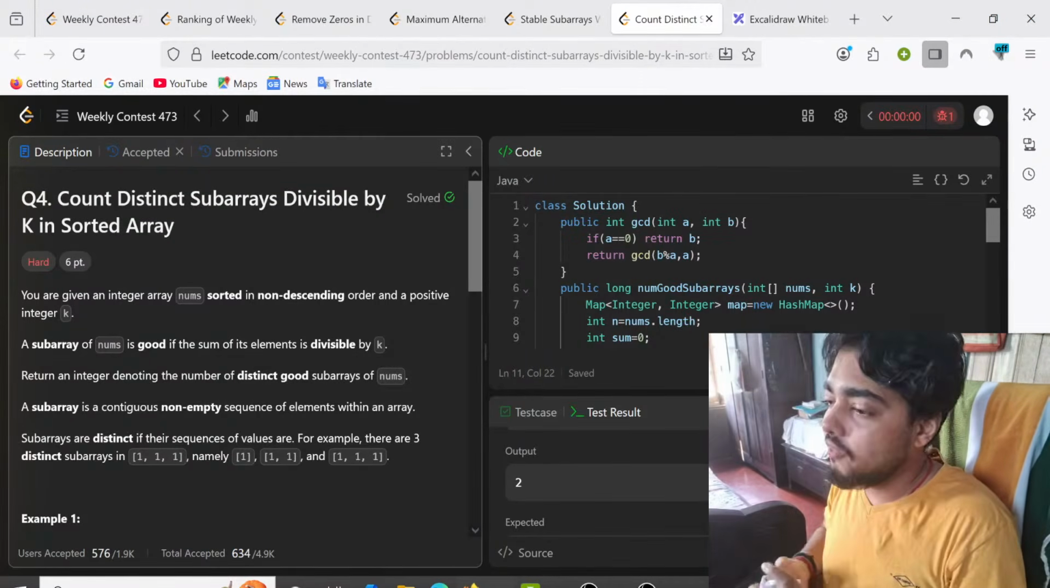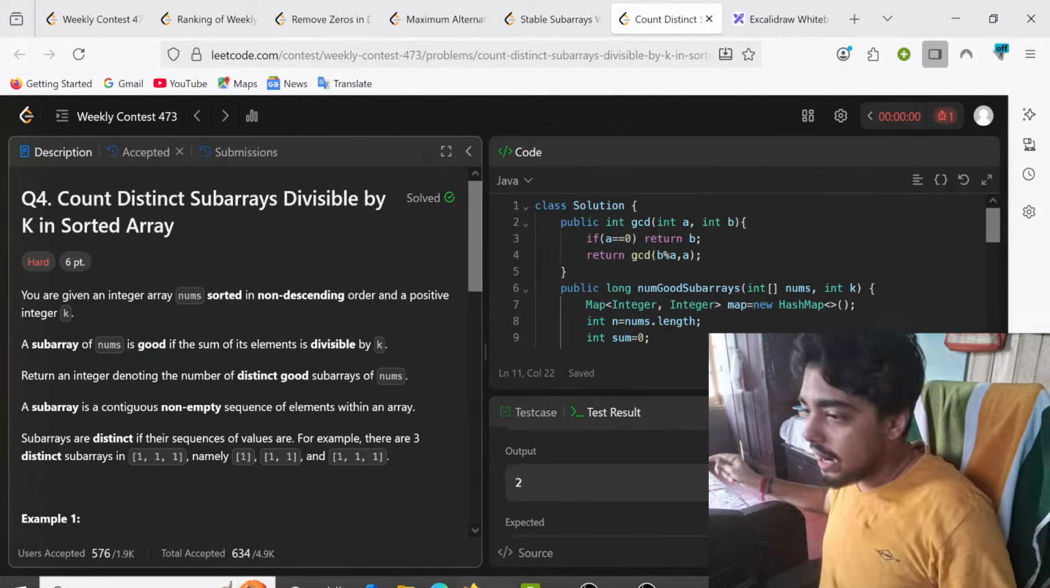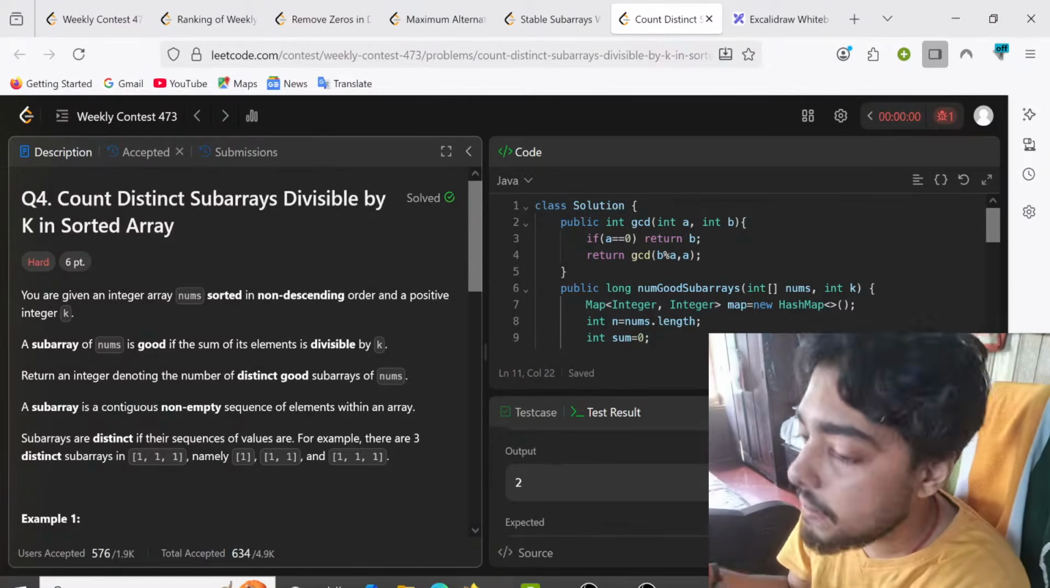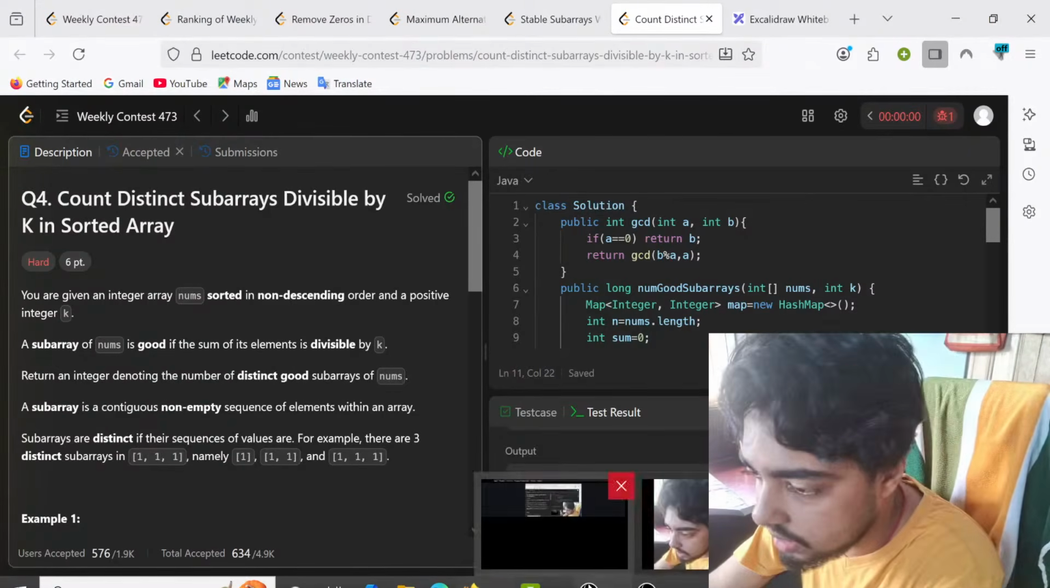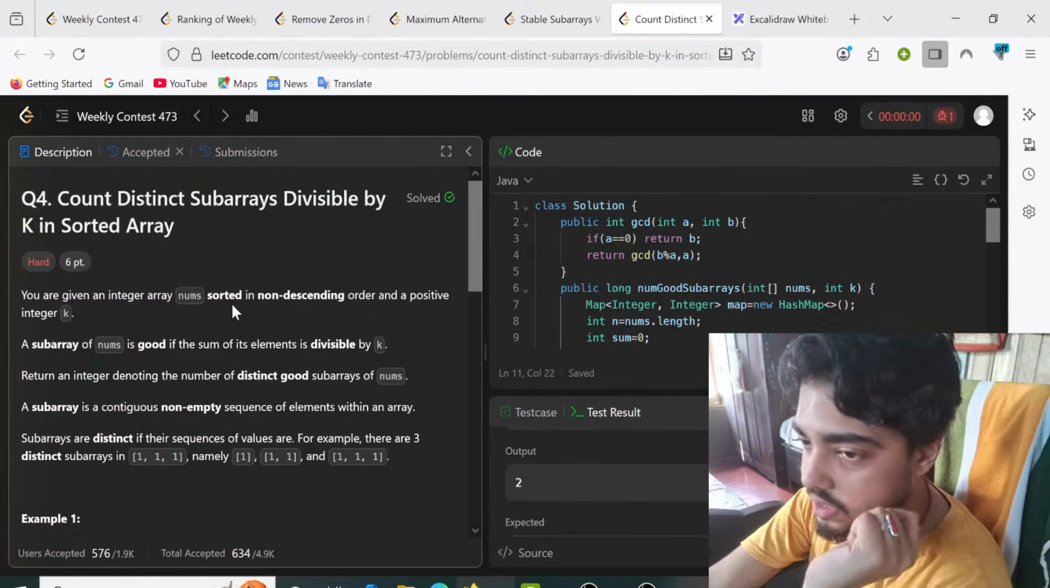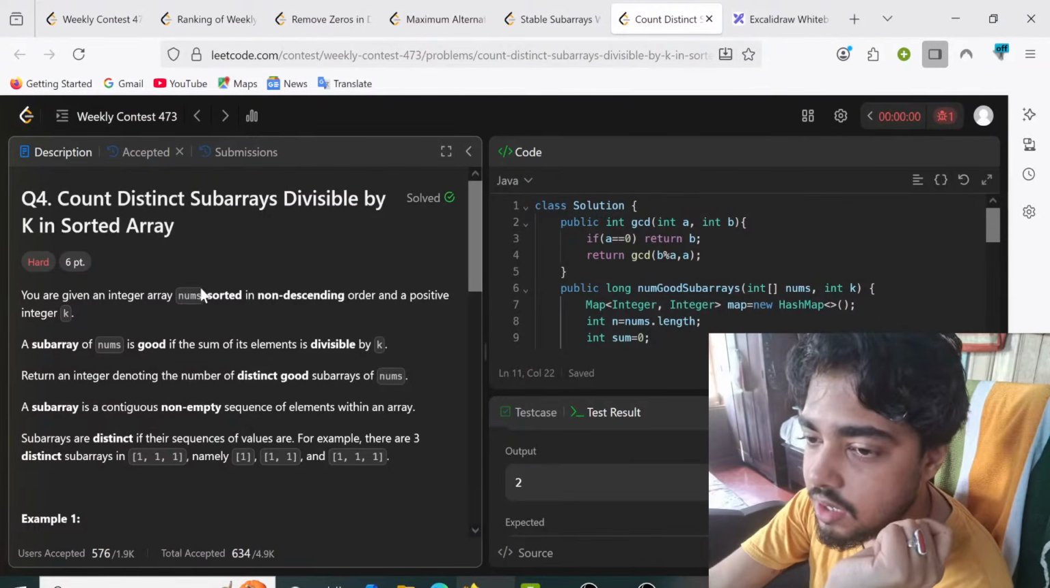I don't know how many of you have tried attempting this question and how you have attempted it, or maybe have done this question and how you have done it. But something tricky about this question is that it is given that the array is sorted.